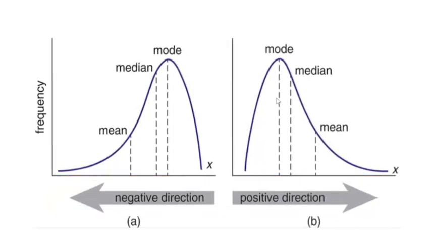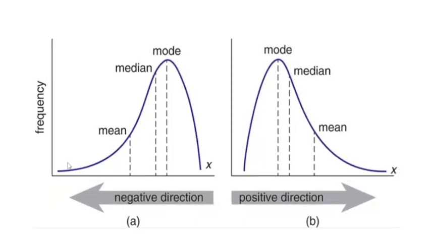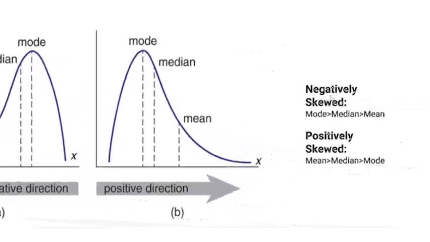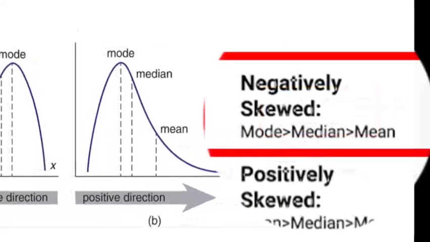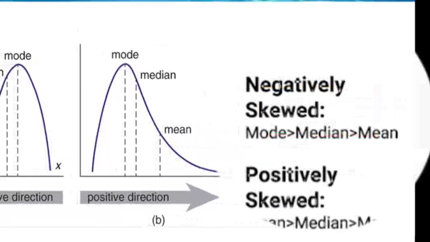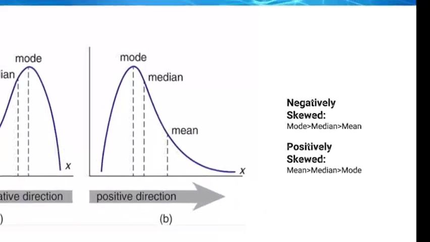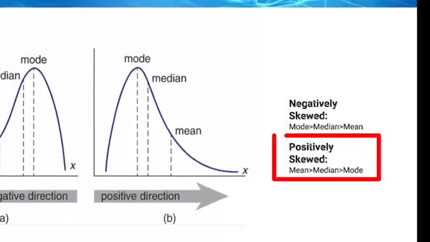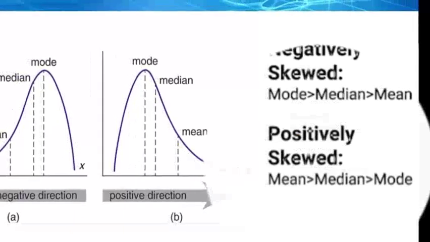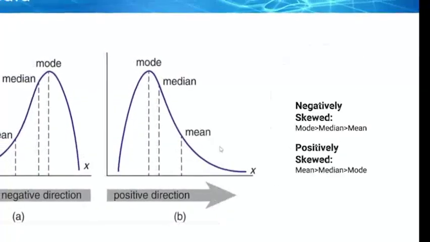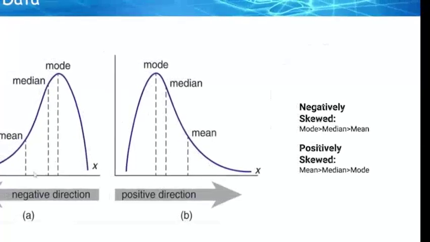To remember it in very simple words, we have negative skew where the mode will be greater than the median and the median will be greater than the mean. This is how it will be represented. For a positively skewed distribution, the mean is greater than the median, which is greater than the mode. Negatively skewed is the vice versa.